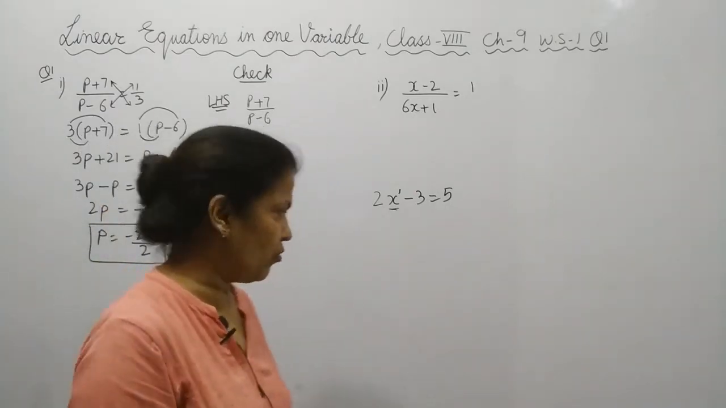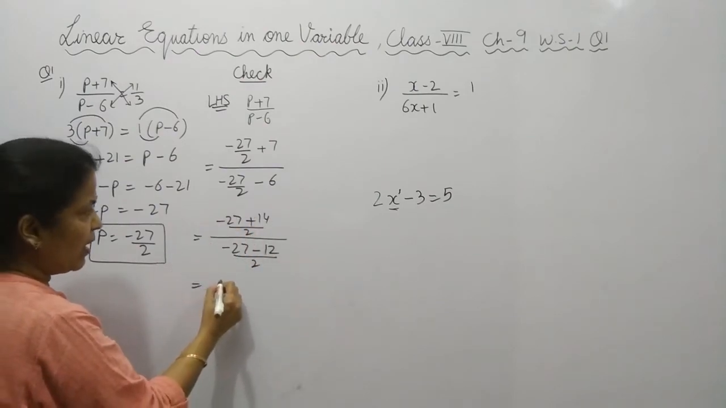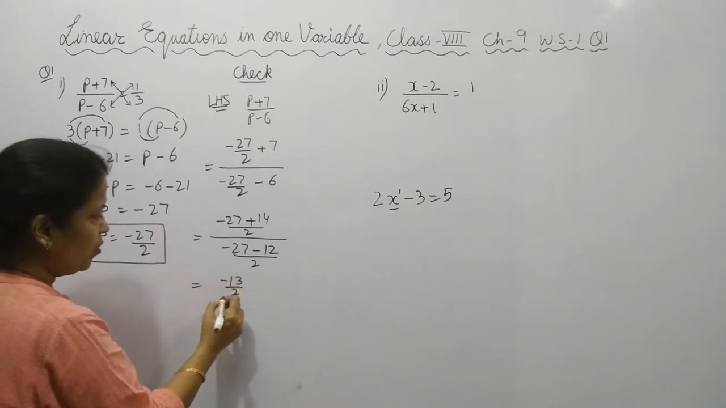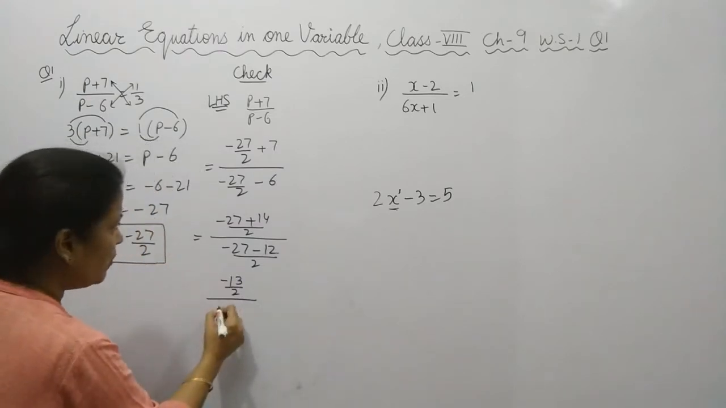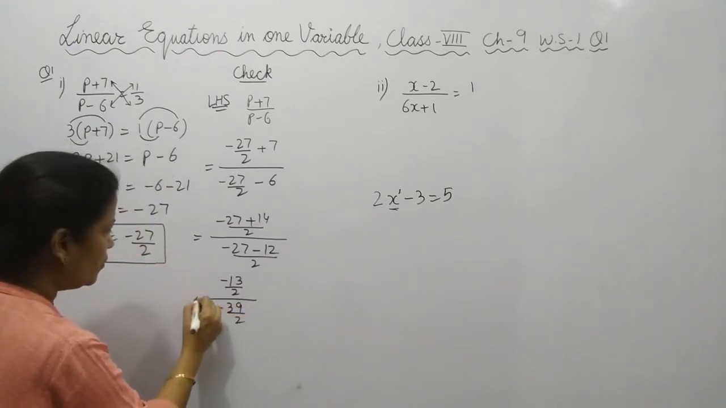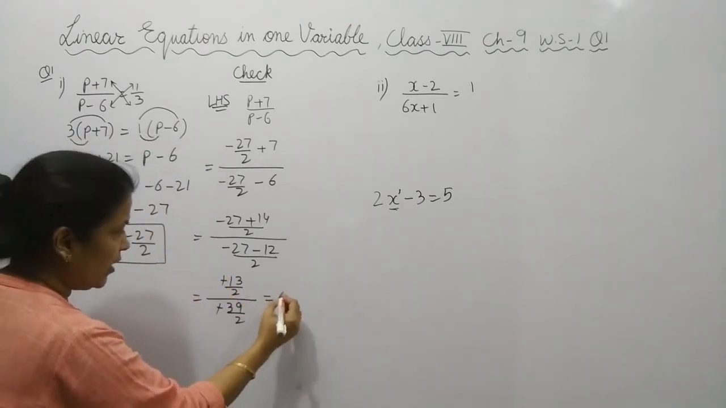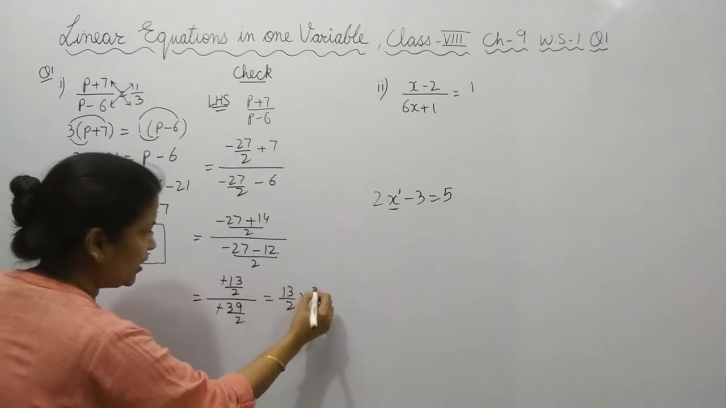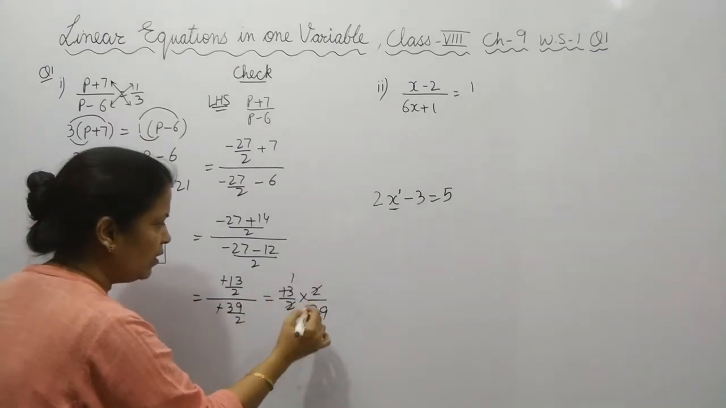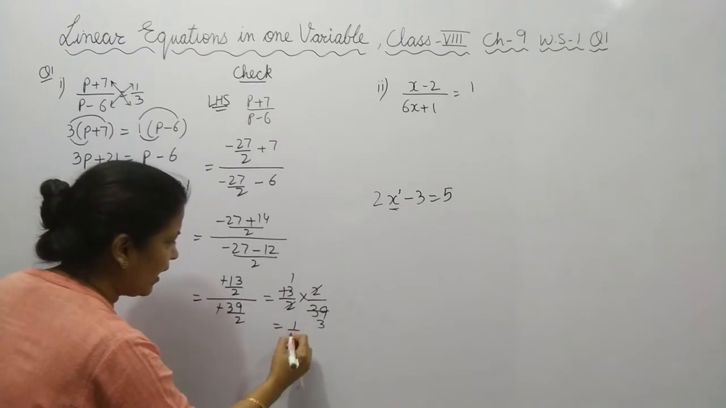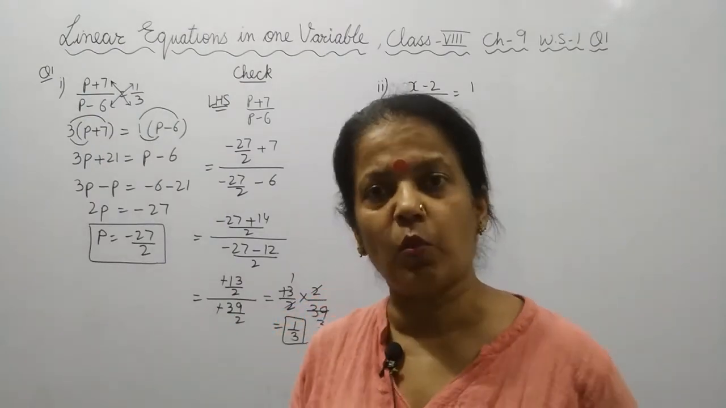I think this is clear to all of you. Now solve it further. Minus 27 plus 14 will become minus 13 upon 2. Whole upon, here, what will you get? Minus 39 upon 2. So, next step, you have to take the reciprocal: 13 by 2, multiply 2 by 39. This minus and minus are cancelled out. Cancel this one. So you are getting 1 by 3. So LHS, you are getting as 1 by 3.